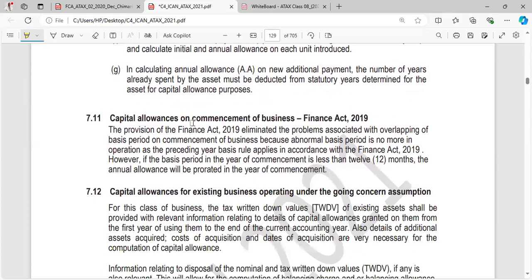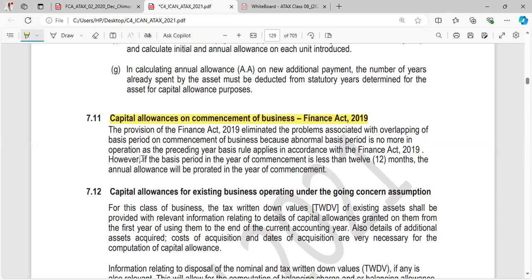All right, so now let's come to Finance Act 2019. So that's where things get interesting. The provisions of the Finance Act 2019 eliminated the problems associated with overlapping of basis periods on commencement of business, because abnormal basis period is no more in operation as the preceding year basis rule applies in accordance with Finance Act 2019. So abnormal basis period usually does not occur.